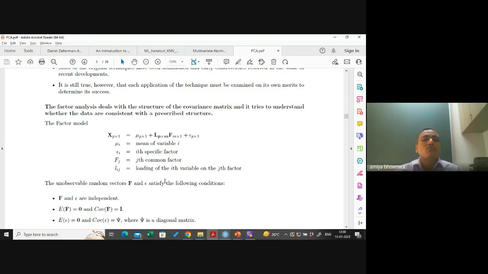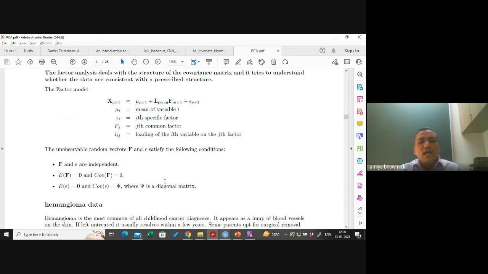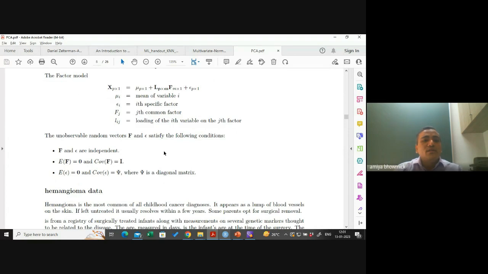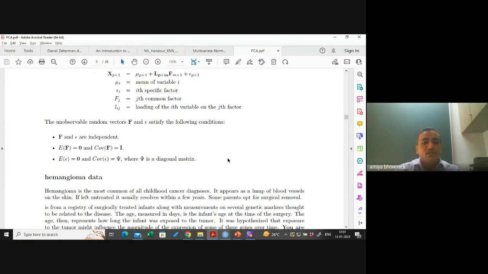These loadings are going to play a very important role. And as we understand, these are definitely unobservable quantities, so they are not going to be observed. Whereas we will try to align some of the predictors or some of the variables with certain factors. So the unobservable random vectors are F and epsilon, which satisfy certain relationships.